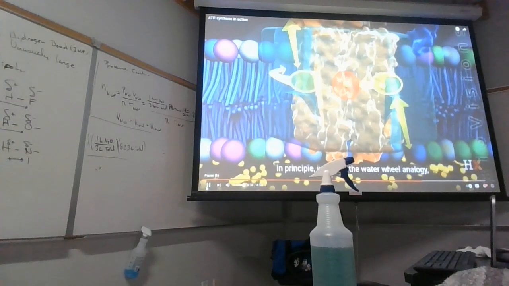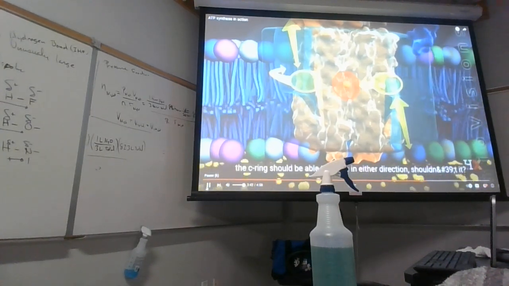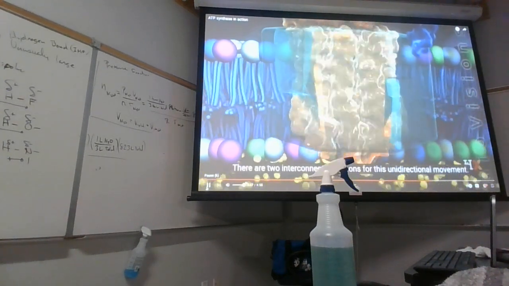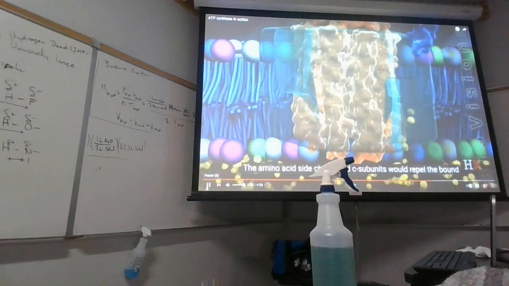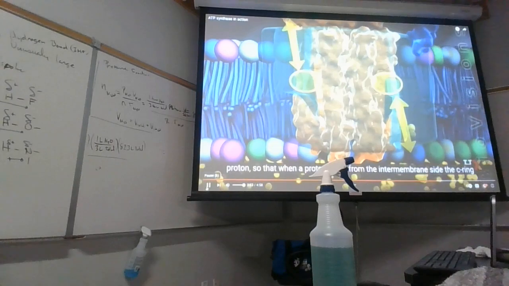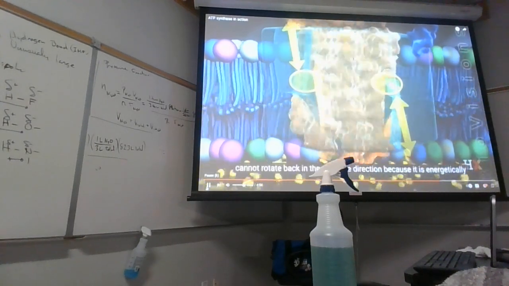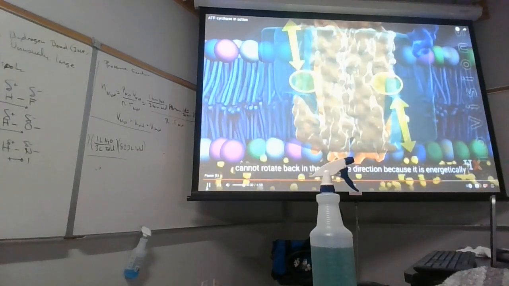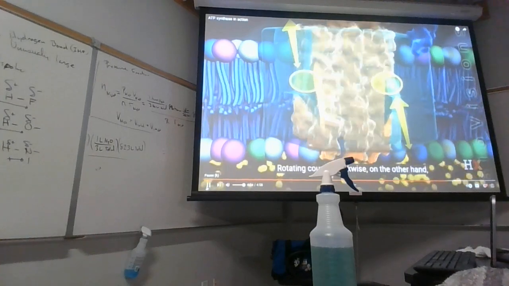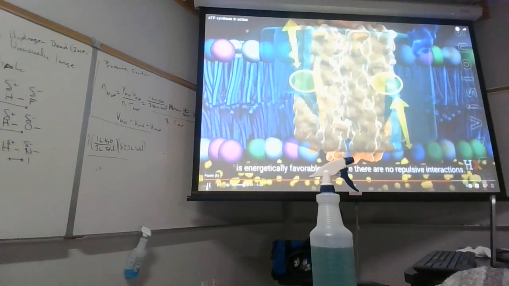In principle, just as in the water wheel analogy, the C ring should be able to rotate in either direction, shouldn't it? There are two interconnected reasons for this unidirectional movement. The amino acid side chains in C subunits would repel the bound proton, so that when a proton loads from the intermembrane side, the C ring cannot rotate back in the opposite direction because it is energetically unfavorable. Rotating counterclockwise, on the other hand, is energetically favorable because there are no repulsive interactions.